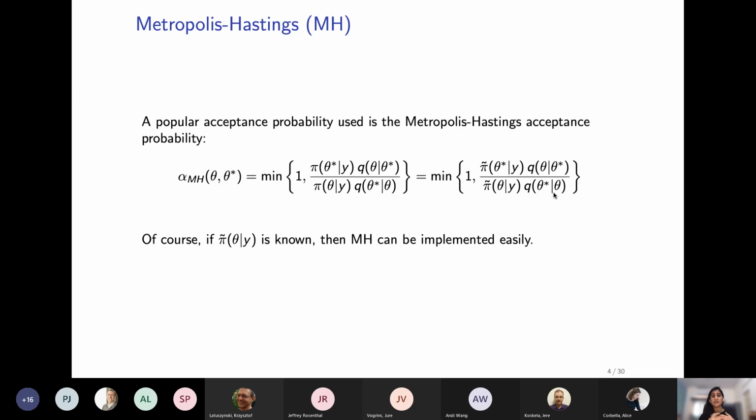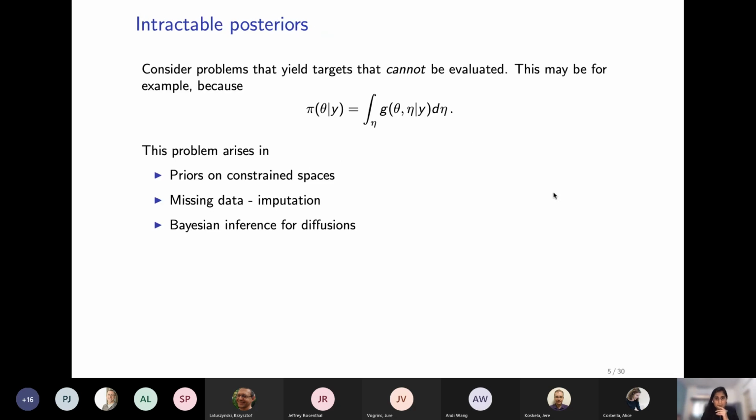Right? So if pi tilde is in fact known to us, then MH can be implemented easily. And again, there is foreshadowing here because I'm saying if it is known. So now I want to talk about the cases when pi tilde is not known, or pi cannot really be evaluated. The situations when that might happen is when we want to consider target distributions that cannot be evaluated, in the sense that they may, for example, be in the form of an integral that cannot be simplified.